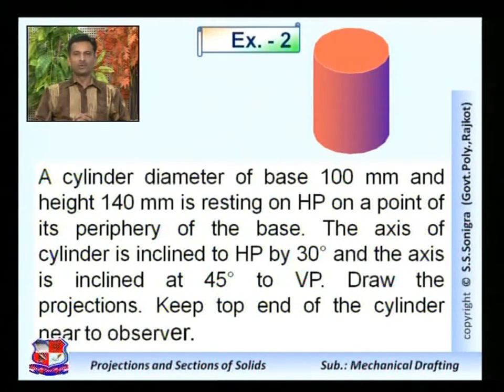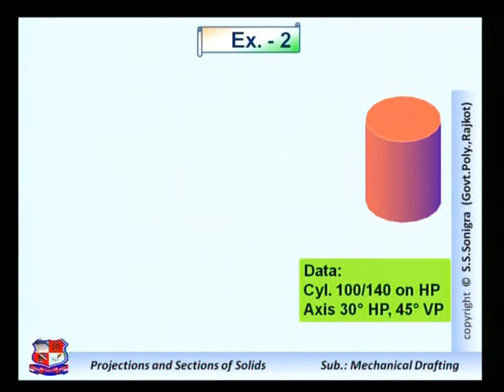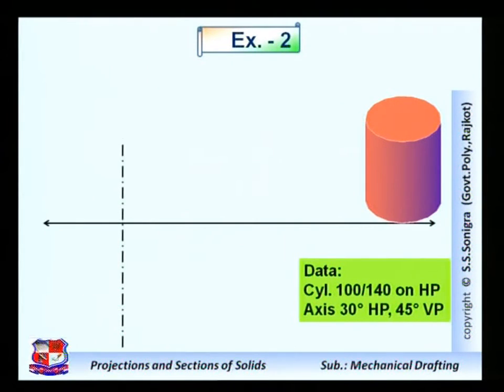This condition is given to us, and here the cylinder is given, diameter and height are given to us. This is the cylinder and this is the data given to us. A cylinder 100 mm diameter, 140 mm height, resting on HP, and axis 30 degrees to HP, 45 degrees to VP. Whenever you solve such kind of problem, you should write the given data in short form like this. Now draw the XY line which represents the intersection of both the planes HP and VP. Draw the axis of this cylinder.